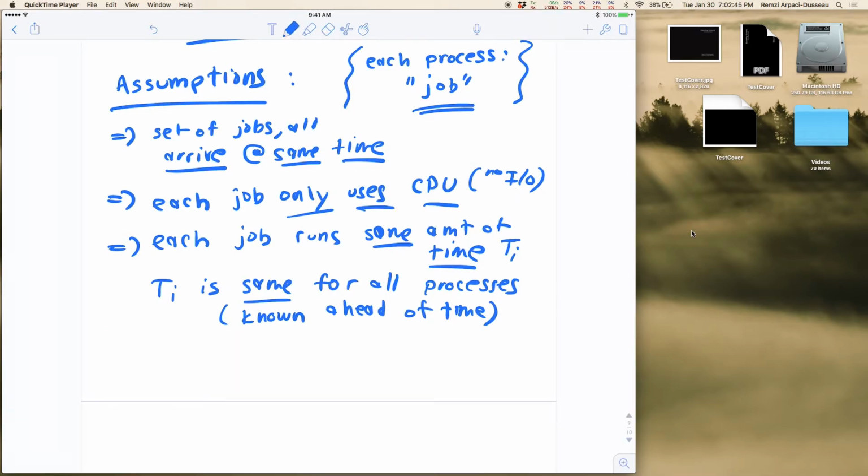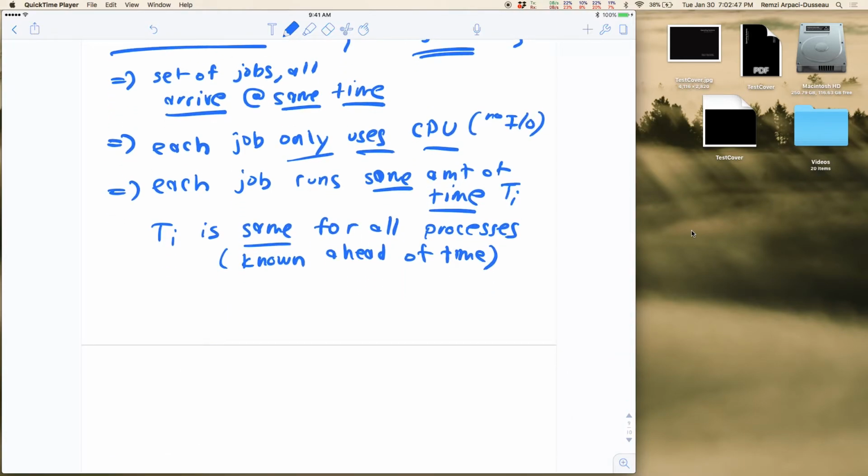No, we won't. So in any case, we know how long the jobs run. They all come into the system at the same time. They all run for the same length of time, and we know exactly how long they're going to run for.